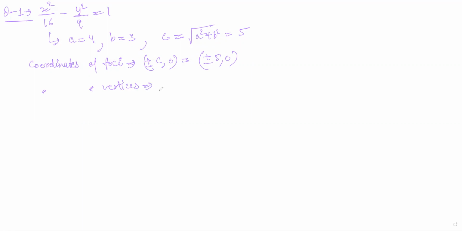Plus or minus 4, comma 0. Yes, plus minus a, comma 0, which should be plus minus 4, comma 0. And eccentricity. Next we have to tell the eccentricity. It is c by a. Now just think for a moment. This was a, this was c. If you take the ratio of c by a, the c distance will always be greater than a. So in this case, e is greater than 1 for what? Hyperbola.